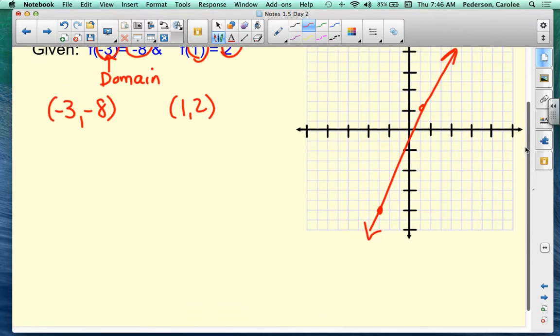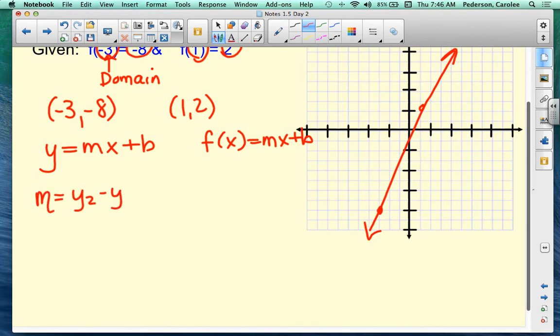So if you remember linear equations, the most popular equation that we like is slope-intercept form, y equals mx plus b. In function notation, it's f of x equals mx plus b. What we need to find out is the two things, the slope and the y-intercept. So let's start with the slope. If you remember, slope is y sub 2 minus y sub 1 over x sub 2 minus x sub 1. So let's go ahead and substitute those things in.